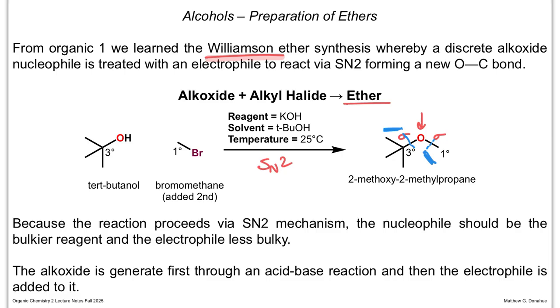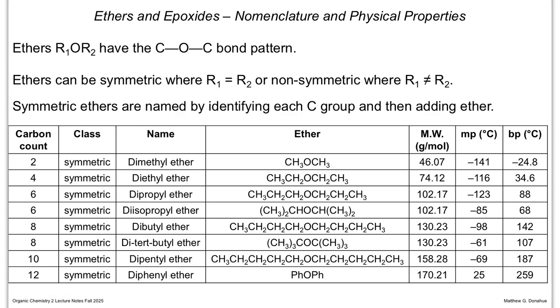So with that, we'll get into a little bit of the nomenclature and physical properties. So ethers, again, have that oxygen atom sigma bonded to carbons. And if the two groups are the same, then the ether is symmetric. If they're not the same, then it's non-symmetric, and that will kind of play out with how the carbon and proton data appear as well.